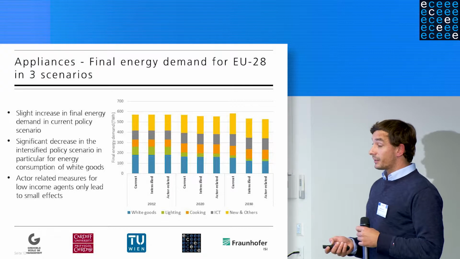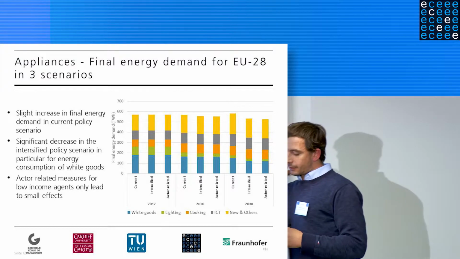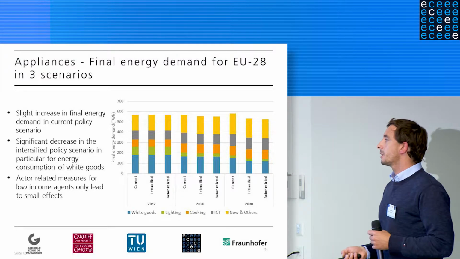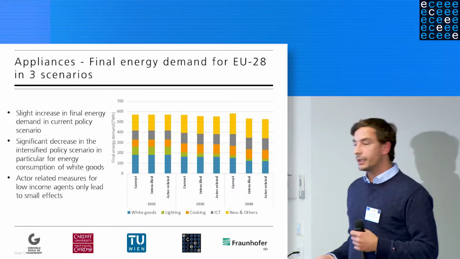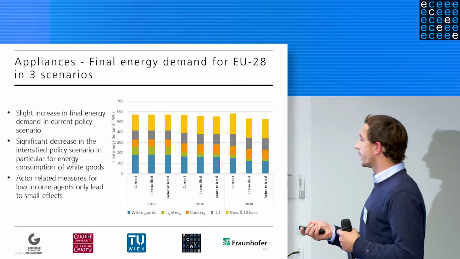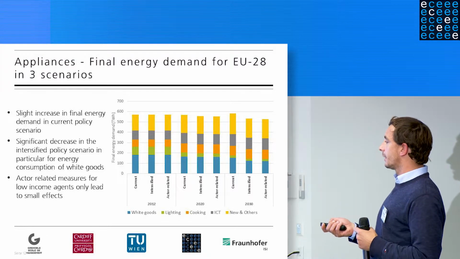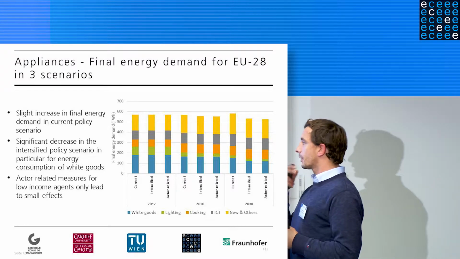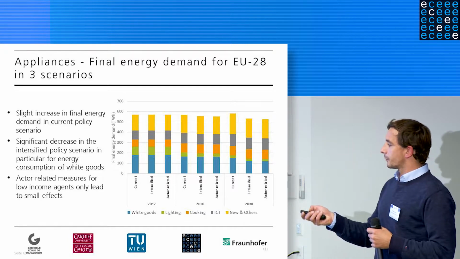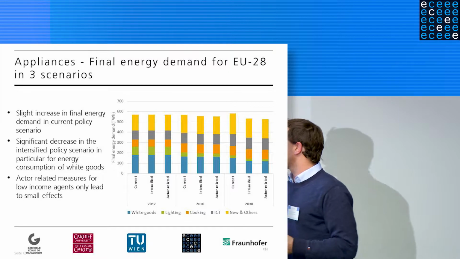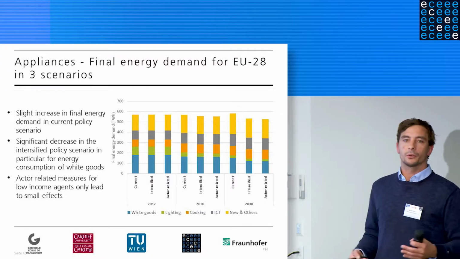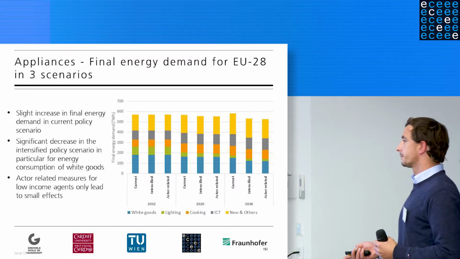What you can see here is that it is expected that energy demand for appliances is going to be much more stable than for heating, with strong decreases in energy demand for lighting, but increase in energy demand for information technologies, and also for this category new and others, which is mainly tablets, smartphones, and smaller devices.